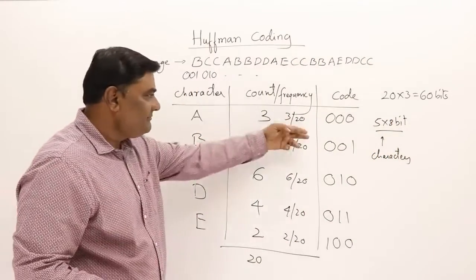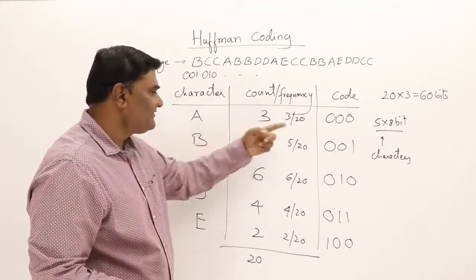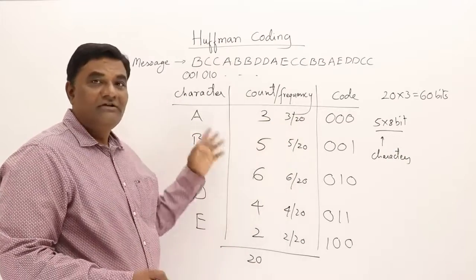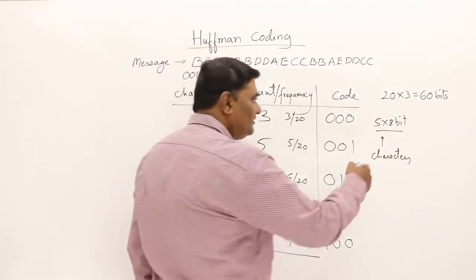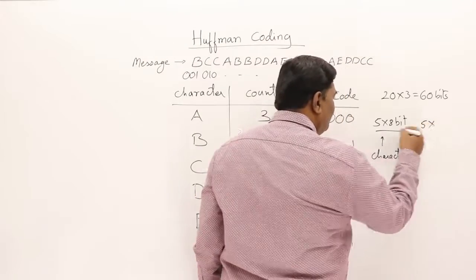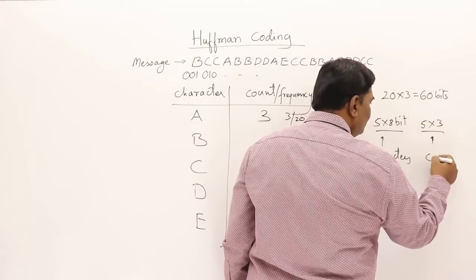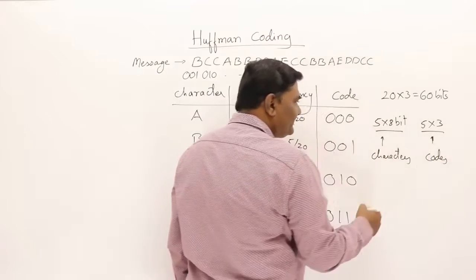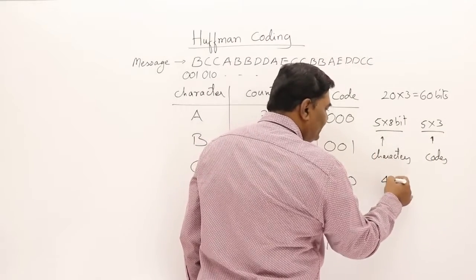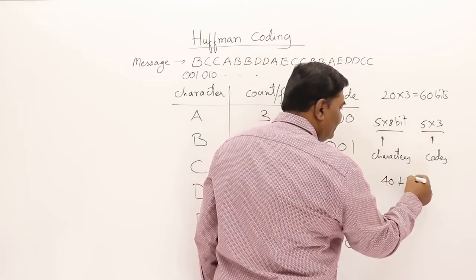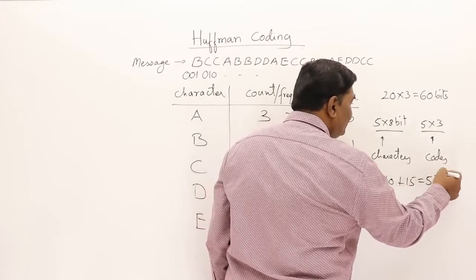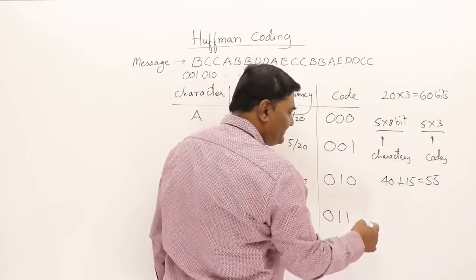Then for each 3-bit code, for A this is the code, B this is the code, for everything I should also have the code. So total how many? 5. And how many bits for each code? 3. So this is for codes. So this makes how much? This is 40 plus 15. This is 55. And what is the size of the original message?